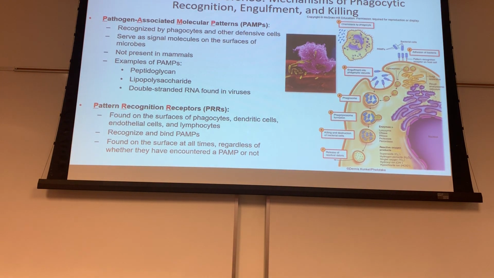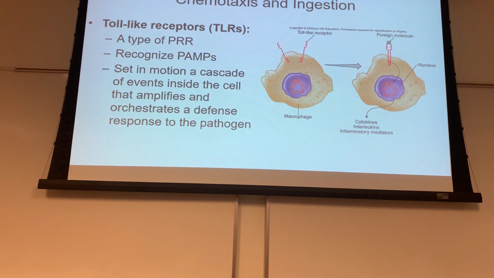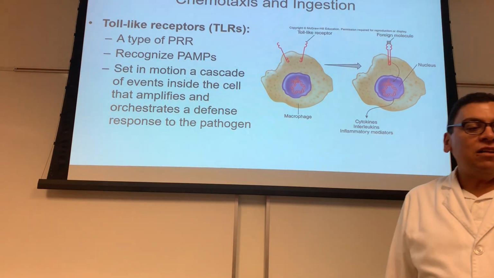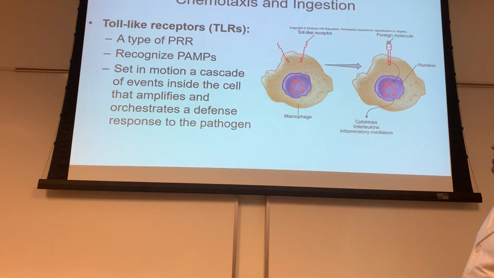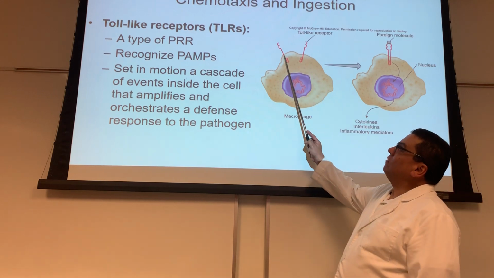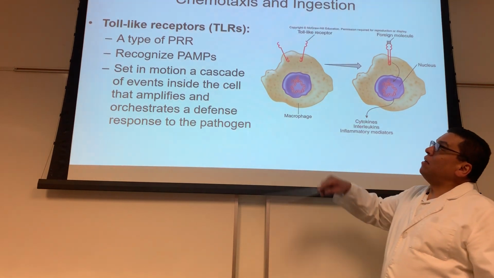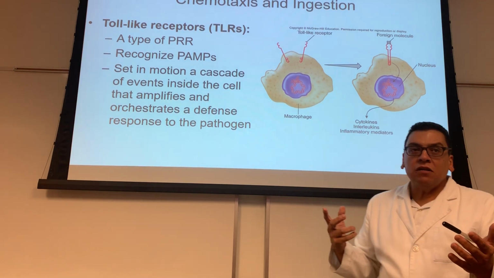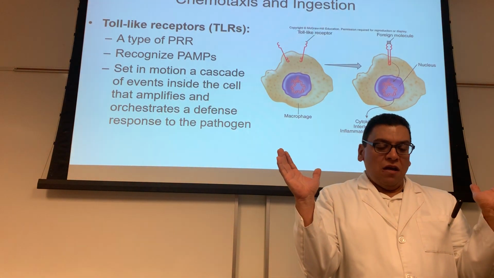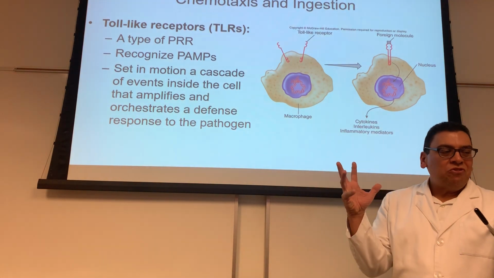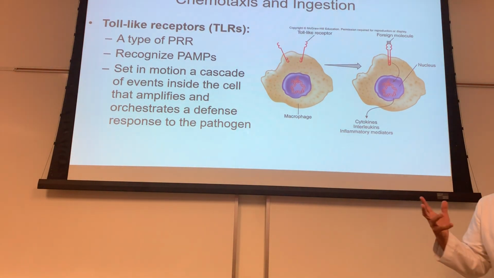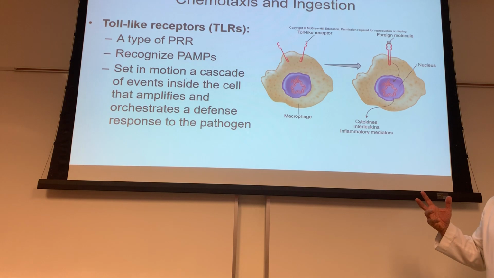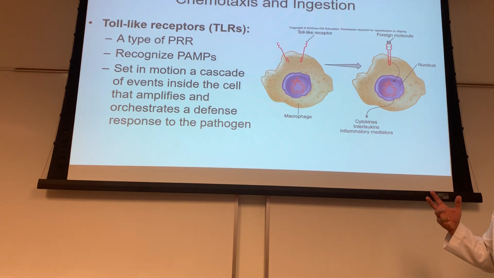So that is one type of second defense mechanism. One of the PRRs on the surface of your cell is something called a toll-like receptor. This receptor is basically on a macrophage or some of your white blood cells, and it literally looks like this until it grabs onto a PAMP, a pathogen-associated molecular pattern.